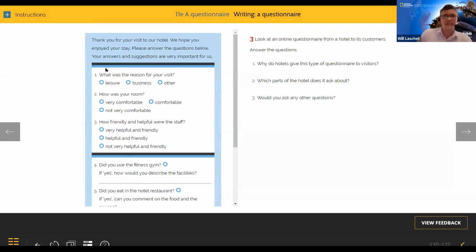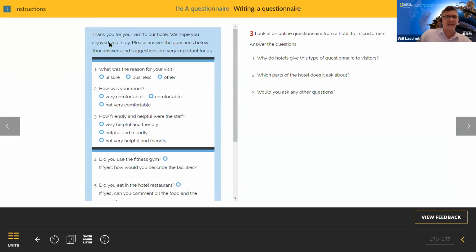At the top of the questionnaire, we've got a nice introduction. Okay, there we go. Thank you for your visit to our hotel. So we're thanking the visitors, and we are explaining why we're giving them this questionnaire: because it's going to give us useful information. We're using polite language: thank you, please, we hope, it's important for us. So we're setting the tone for the questionnaire with the type of language that we're using.